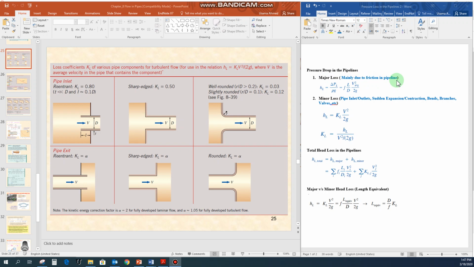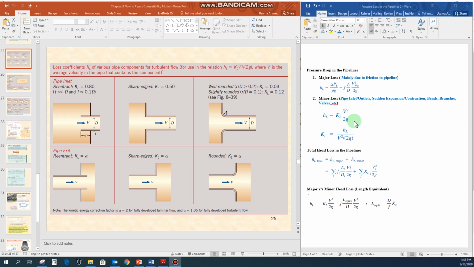But what we have seen in the industry is that the pipelines are also connected with other pipelines, or there could be some kind of pipe inlet system, pipe outlet system. There could be some sudden expansion or contraction of the fluid going on within the pipelines. The pipelines are connected by using bends and joints. There are some branches in the pipelines, and there may be some installation of valves. So due to the installation of any of these equipments or devices on the pipeline, there could be an additional head loss in the piping system. That head loss is called the minor head loss.